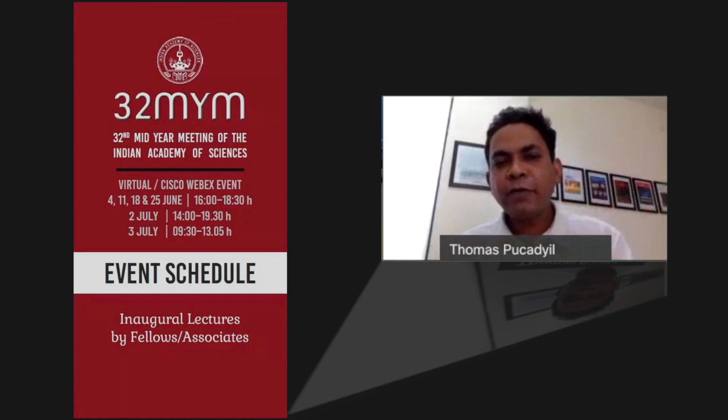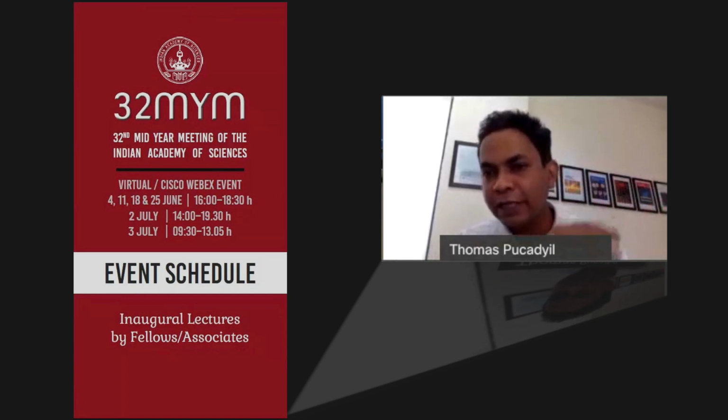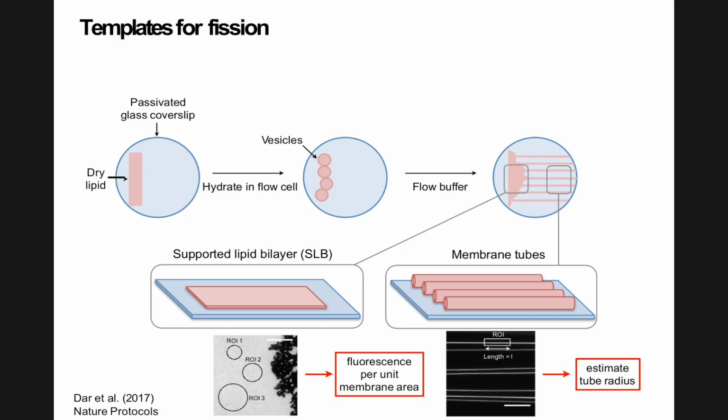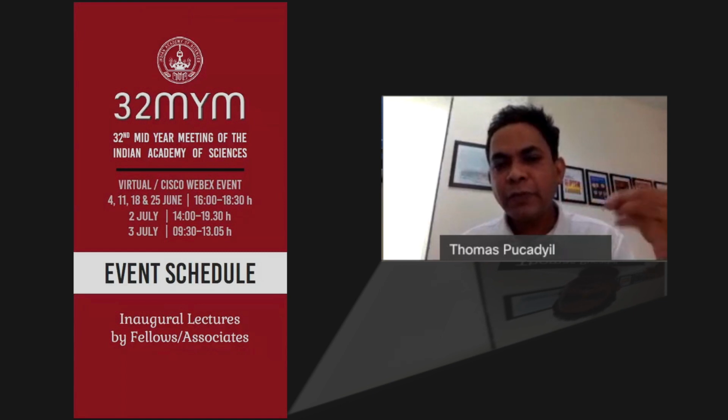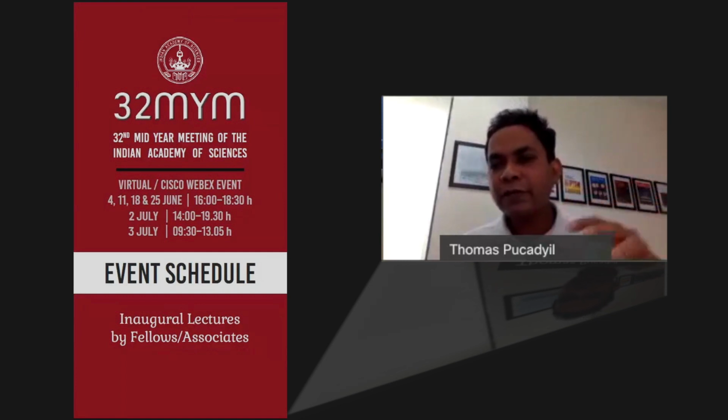You use the same flow cell format, flow buffer at extremely high flow rates, and the force exerted because of the high flow rate ends up extruding these vesicles into very long membrane tubes. The tubes are tethered to the region where you spotted the lipid. And the region where you spotted the lipid gets transformed into a nice supported bilayer, a single lipid bilayer. And downstream of that, you have this long array of tubes that are laid out on the glass cover slip.